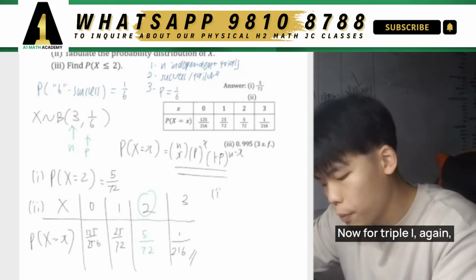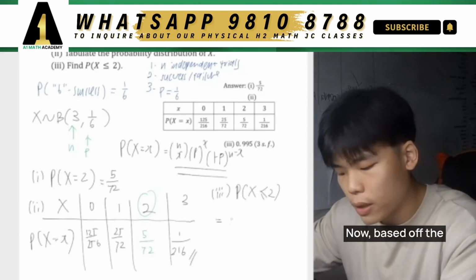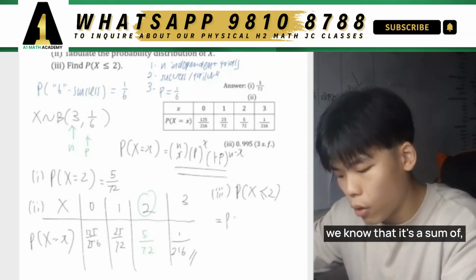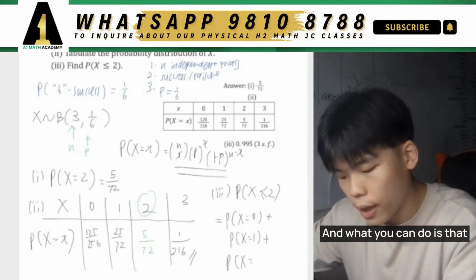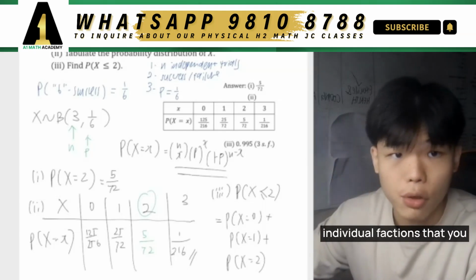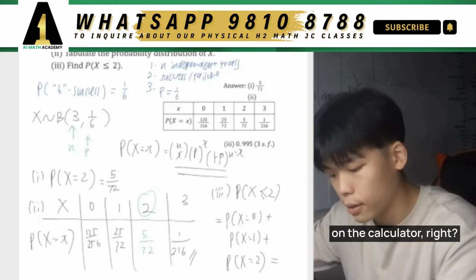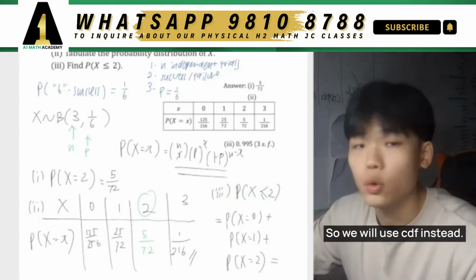Okay, now for triple I, again, now we want to find the probability of x is smaller than or equals to 2. Now, based off the probability table over here, we know that it's a sum of, it can be 0, or it can be 1, or it can be 2, right? And what you can do is that you can just add up all the individual fractions that you see on the screen over here. But I'm just going to show you how we actually use this on the calculator, right? So this one is a cumulative distribution, right, up until 2. So we will use CDF instead.